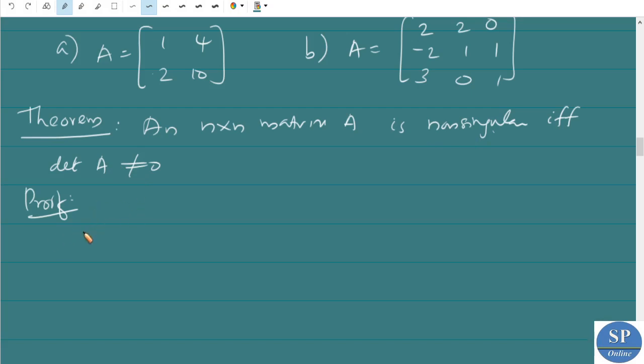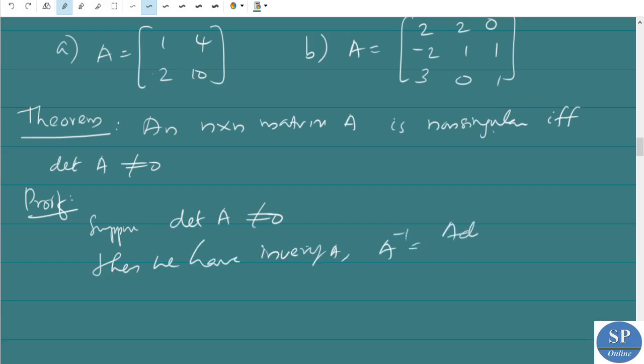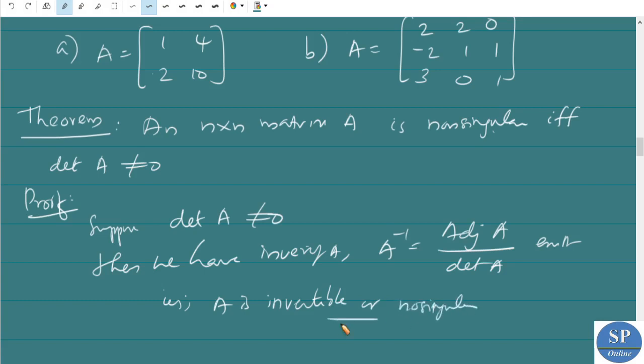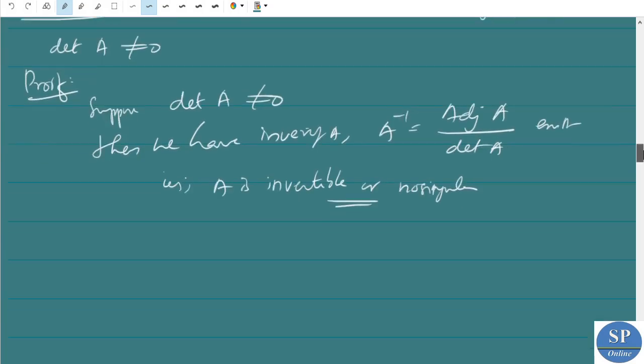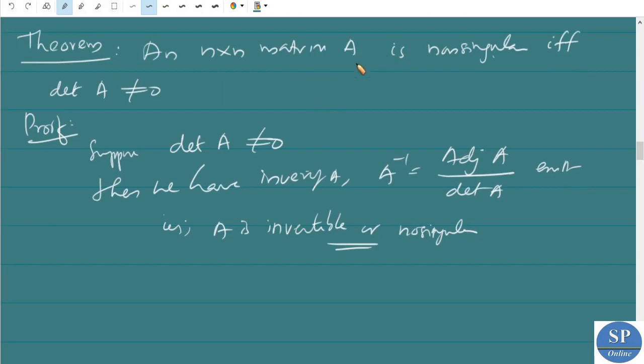Now the first case: suppose that the determinant of A is not equal to 0. Then we have the inverse of A, that is A inverse equals the adjoint of A divided by the determinant of A. This exists, that is, A is invertible. Directly you get this by the previous theorem. So A is invertible or non-singular. So we proved that the determinant of A not equal to 0 implies A is non-singular. Now the reverse direction: we need to suppose A is non-singular and prove that the determinant of A is not equal to 0.